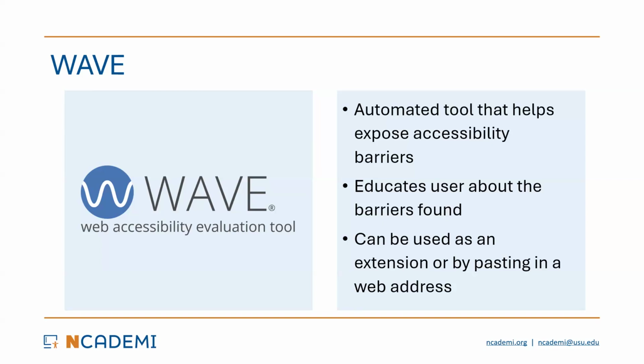I also love that WAVE educates users about the barriers found. So if it's an error or an alert that you've never seen before, you have some information there to help you along. And it can be used 2 ways. It can be used as an extension, which you can get in Chrome, Firefox, or Edge, or you can just paste in the web address, which is what we'll do when I show you the demo in a bit.